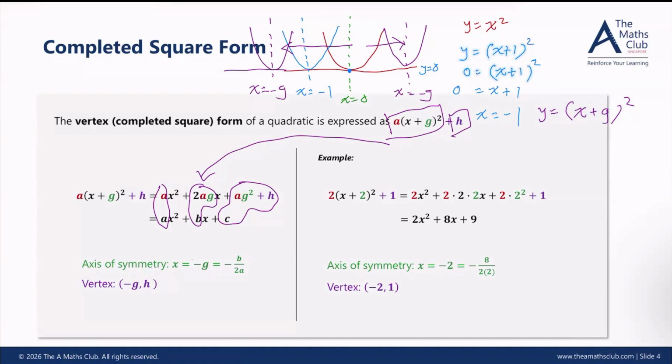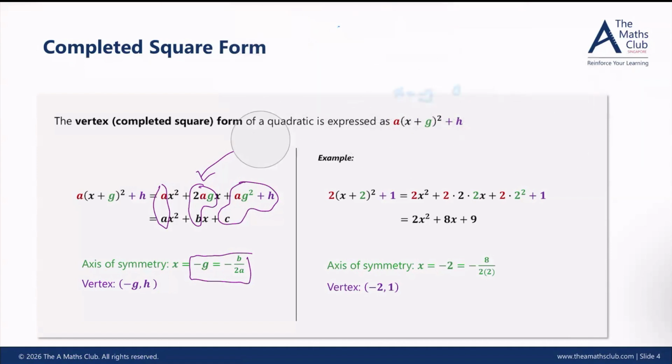Next, let's talk about why minus g is equal to minus b over 2a. This is rather simple. If you look at the coefficient that matches b, the coefficient of x and itself, you'll find that 2ag will be equal to b, g will be equal to b over 2a, and minus g will be equal to minus b over 2a. So that's pretty simple.